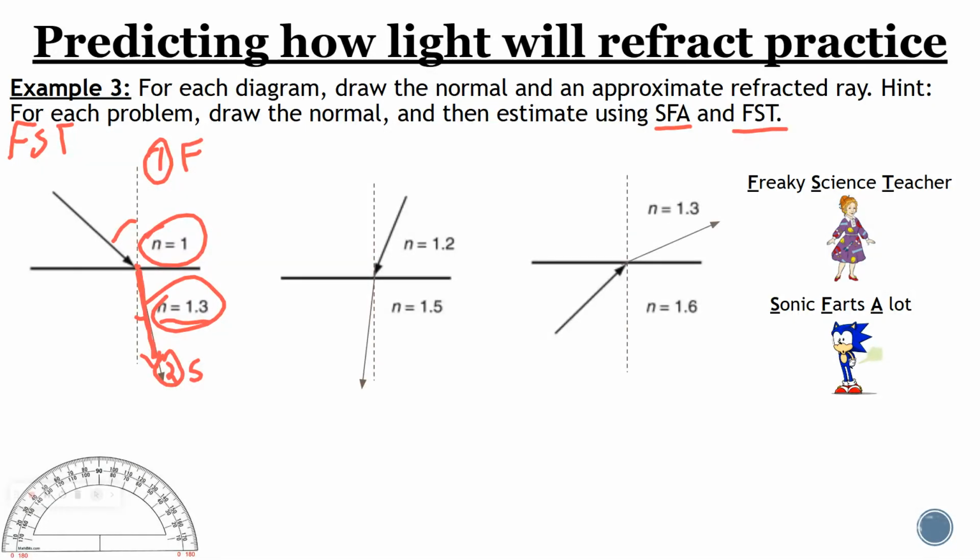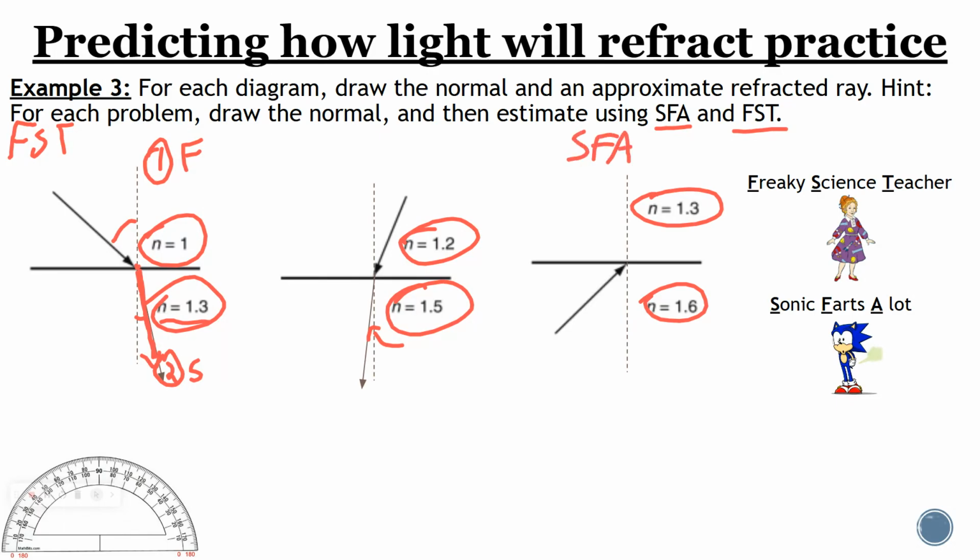And the answers are shown there. So what you should do is try the problem out yourself first and then check your work to make sure you're on the right track. Again, follow the same model that we did in that question there. So basically this one here, we have a fast to slow towards the normal. So the angle looks smaller here. Over here we have a slow to fast, so we have SFA, slow to fast away. So the angle you draw in should be larger.